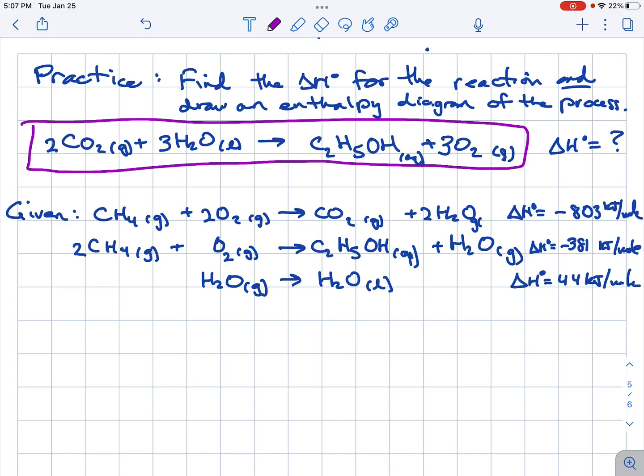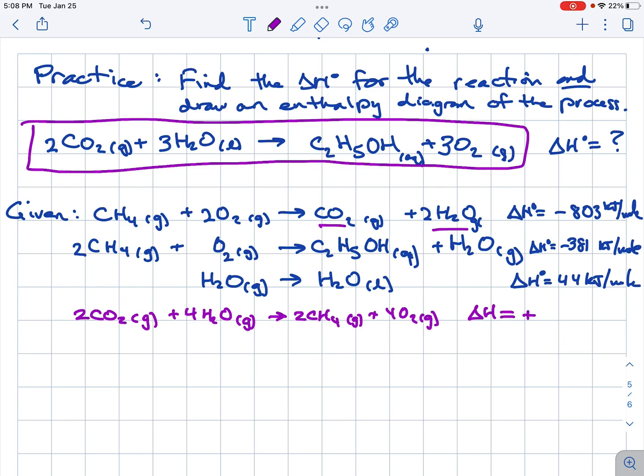So I notice first off that CO2 only appears in this first reaction. Water's all over the place, but CO2 is in this first reaction. It's on the wrong side, and it needs to have a 2 in front of it. So we're going to flip that around. We're going to make that 2 CO2 gas plus 4 water gas yields 2 CH4 gas plus 4 O2 gas. So we've flipped the sign of delta H and we've doubled it.